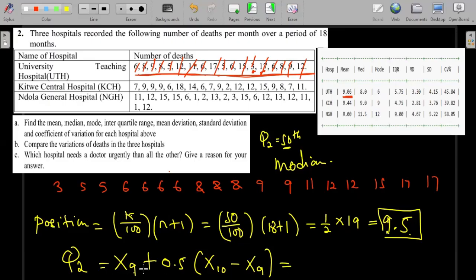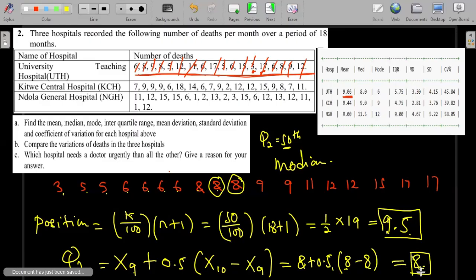So what is the value on the ninth position? So I'm going to say 1, 2, 3, 4, 5, 6, 7, 8, 9. So the 9th is this 8. So I'm going to write 8 and then plus 0.5, and then the value at the 10th position is this 8. So this will be 8 minus 8. Okay, so 8 minus 8 is what? It's 0. So it's 0.5 multiplied by 8 minus 8, which will just be 0. So it means the answer here will just be 8. Okay, so the median here is 8.